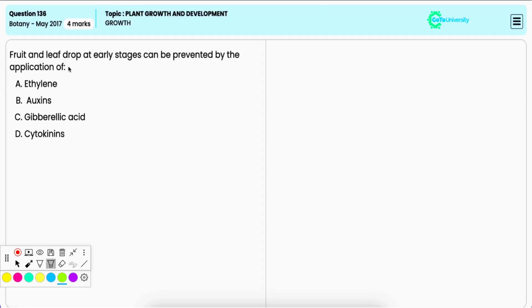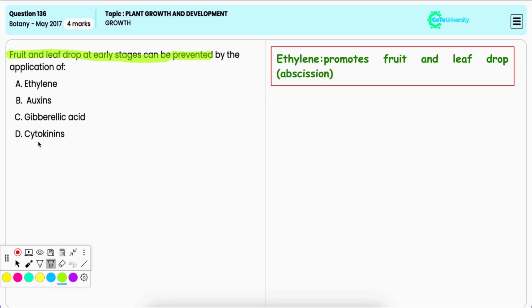In this question, you have to identify the phytohormone, that is the plant hormone, the application of which can prevent fruit and leaf drop at early stages. Option A, ethylene. It is incorrect because ethylene promotes fruit and leaf drop rather than preventing it.